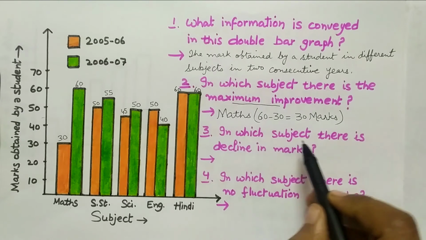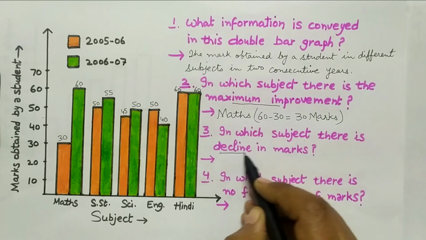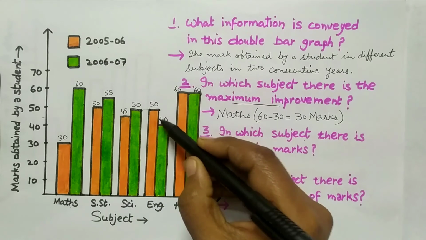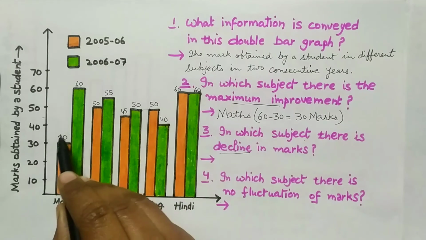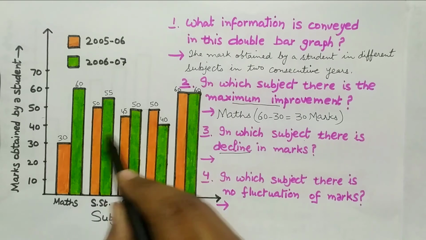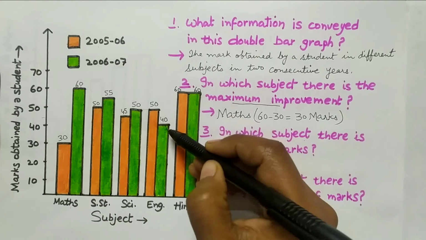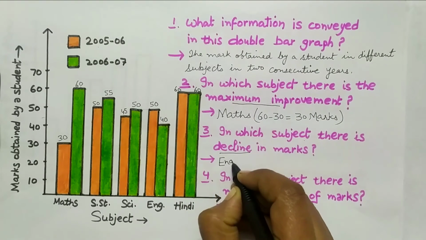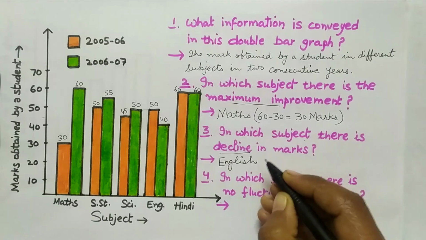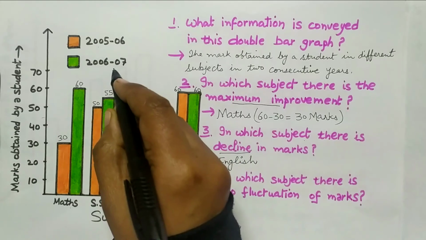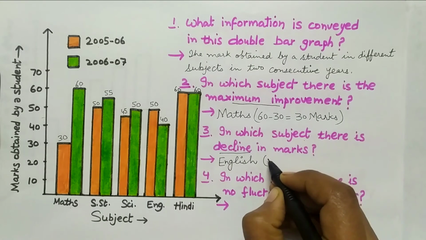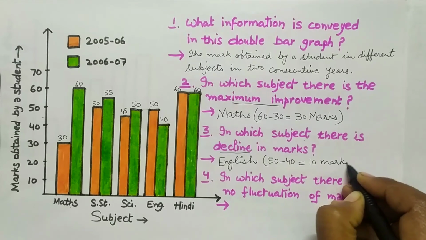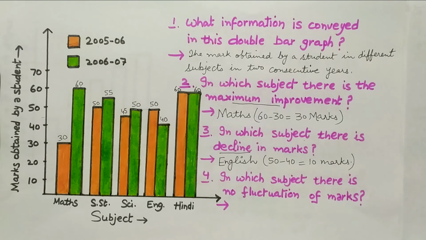Next question. In which subject there is decline in marks? Decline, downfall. The marks of green color are reduced, and we have already seen this is the subject where the green color is less. In all other subjects the color is increasing or the color is same, but in the subject of English the marks are reduced. So we write English. Our answer should be English is the subject where the marks are reduced in the year 2006-07. And what is the difference? It is 50 minus 40 is equal to 10 marks. 10 marks are less from the previous year.